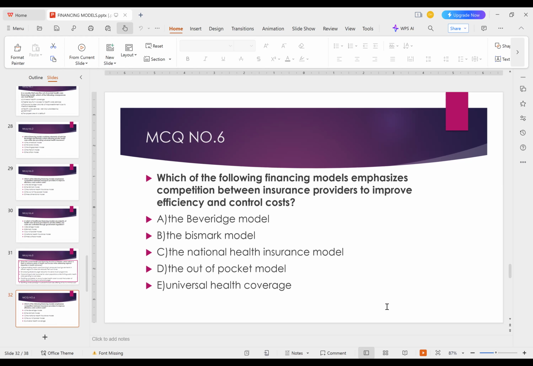Which of the following financing models emphasizes competition between insurance providers to improve efficiency and control costs? A is the Beveridge model, B is the Bismarck, C the National Health Insurance model, D the out of pocket, or E the universal health coverage model. E. Universal health coverage basically is not a model to be adopted. It is basically the proposed plan devised by all of the nations. So B is the correct answer.